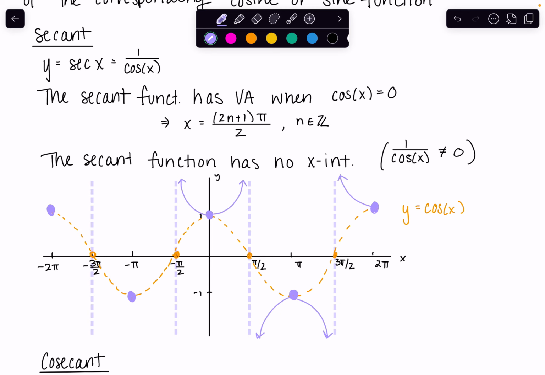So our graph of the secant function turns into a bunch of kind of mini parabolas. Okay, so here your x-intercepts become vertical asymptotes.